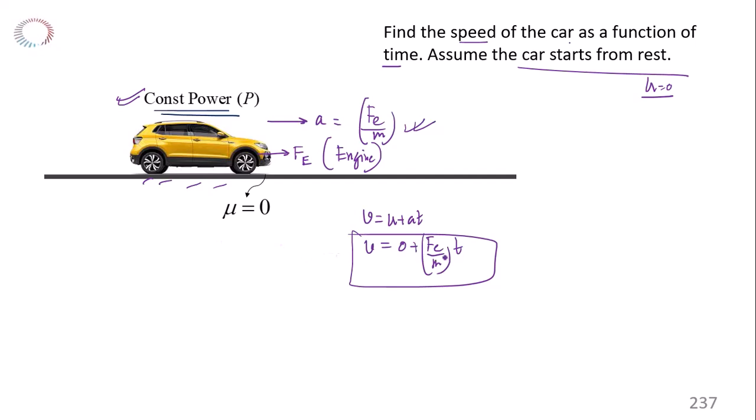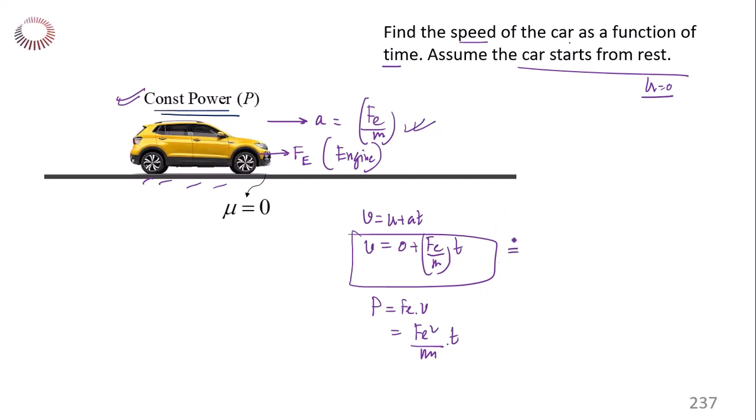Once I have the velocity information, depending on the velocity, can I write the power produced by the engine as Fe into V. So Fe is how much? Fe into V means Fe square by m into t. That is the power. Now you are asked to calculate the velocity as a function of time. So instead of writing Fe, you replace it with V.